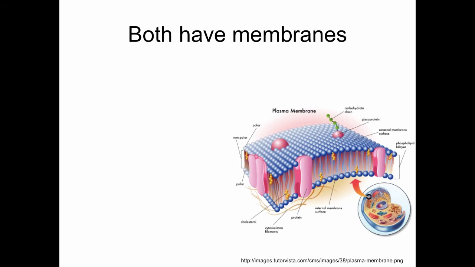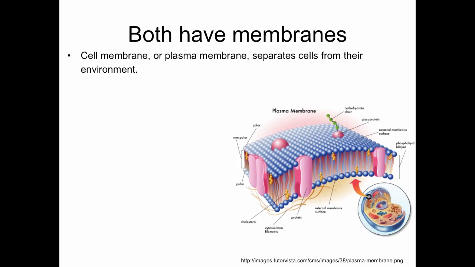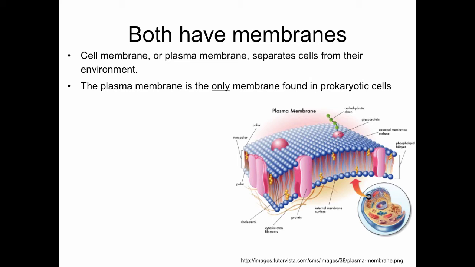Both eukaryotes and prokaryotes have membranes. A cell membrane or plasma membrane separates cells from their environment. The plasma membrane is the only membrane that's found in prokaryotic cells. Eukaryotic cells have other membranes that are important for forming organelles.